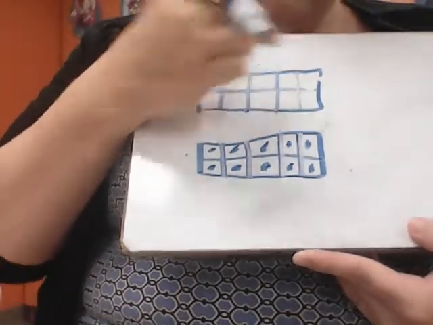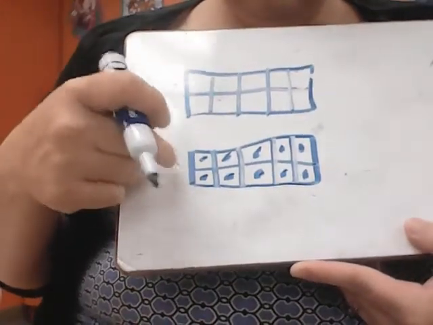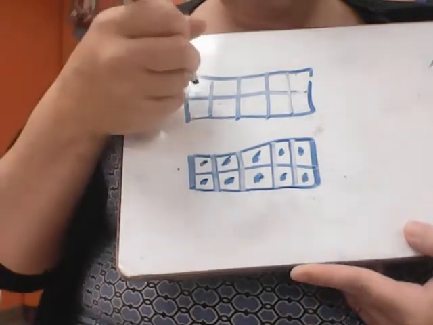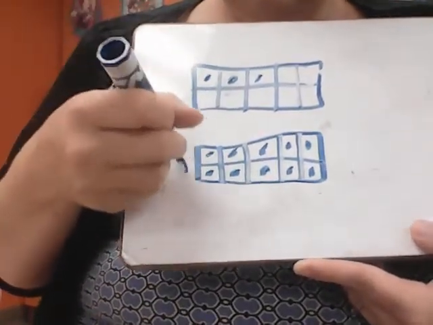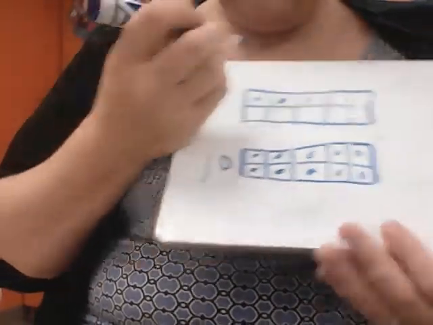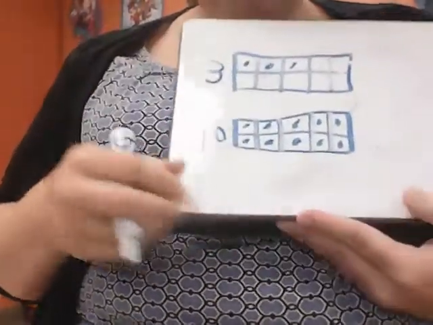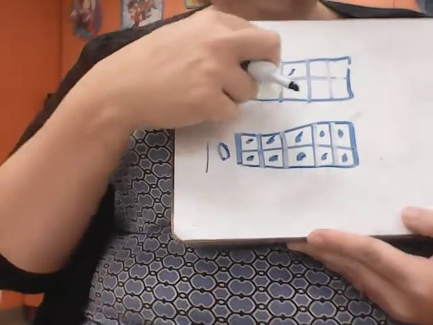If I was going to do 13, I have 10. Again, there's that teen, the 10. 1, 2, 3. So I have 10 here and 3 here. 10, 11, 12, 13.